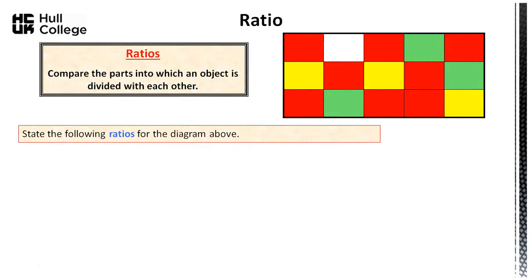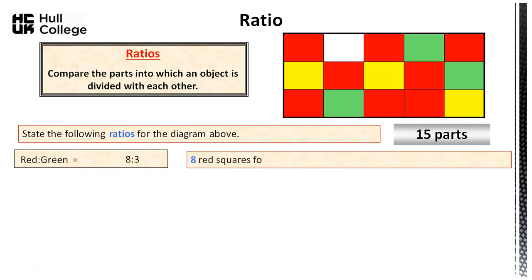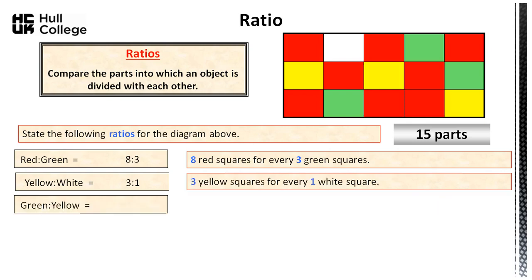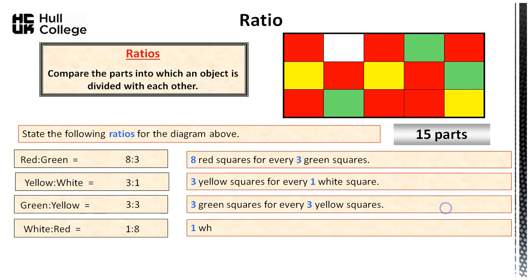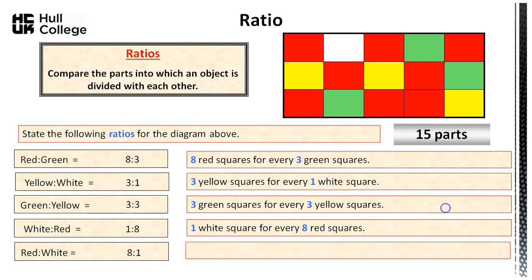State the following ratios for the diagram above. There are 15 parts. Red to green, 8:3. This means 8 red squares for every 3 green squares. Yellow to white, 3:1. Green to yellow, 3:3. White to red, 1:8. Red to white, 8:1.